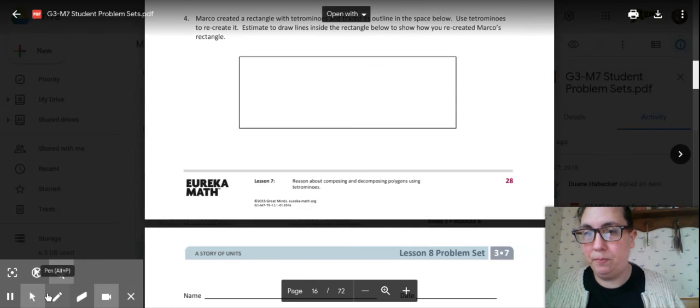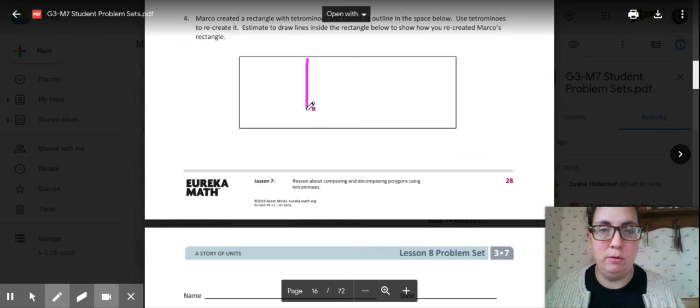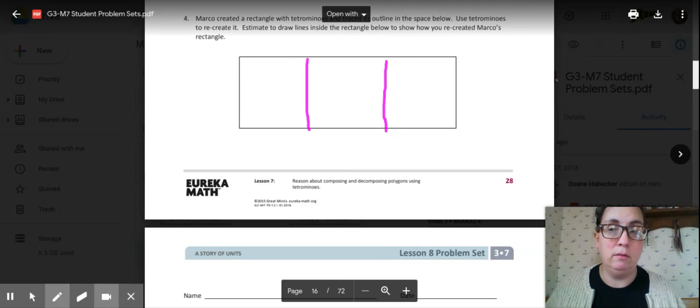So one way you could do it is you could be like, all right, I used 3 of the square pieces, and that would make a rectangle. Or maybe use 2 long pieces. There's a bunch of different combinations that you can use.